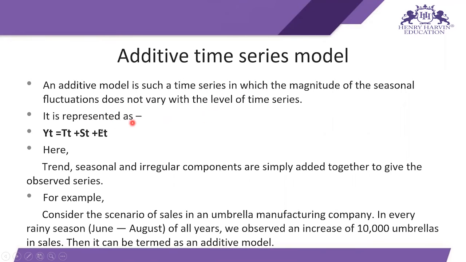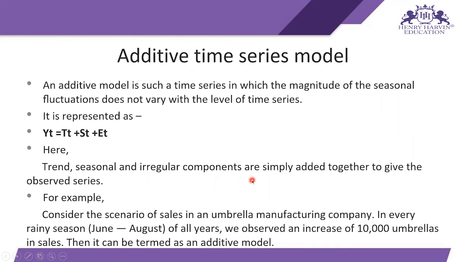It is represented as Yt equals Tt plus St plus Et. Here trend, seasonal, and irregular components are simply added together to give the observed series. For example, consider sales in an umbrella manufacturing company: in every rainy season, June to August of all years, we observed an increase of 10,000 umbrellas in sales, then it is termed an additive model.